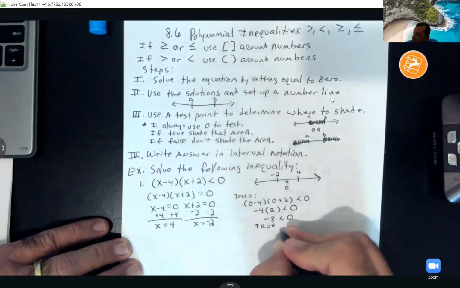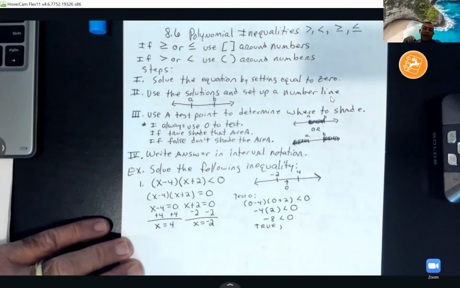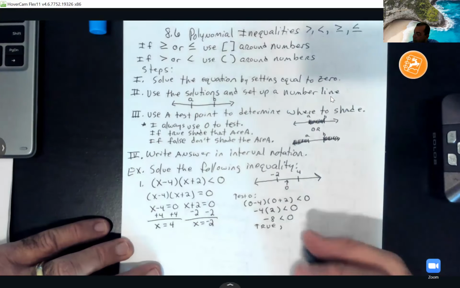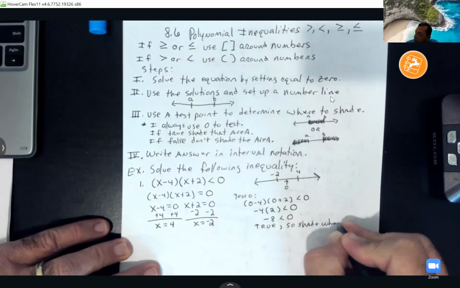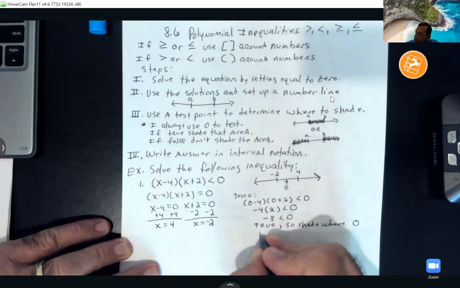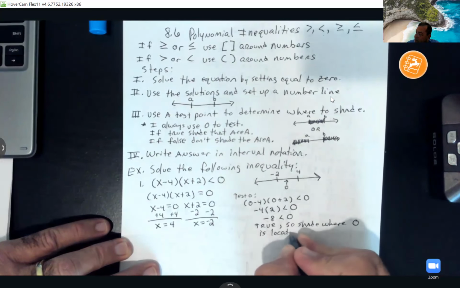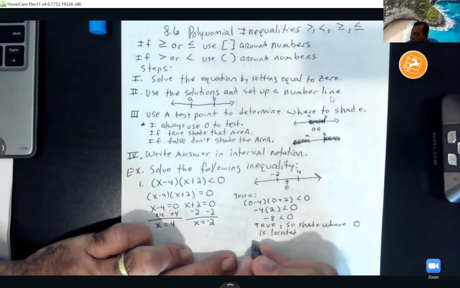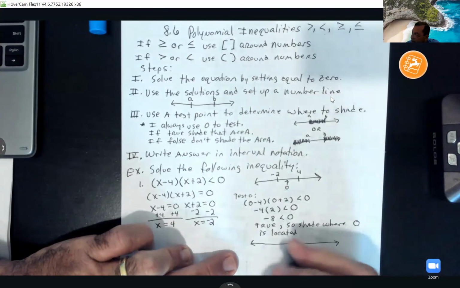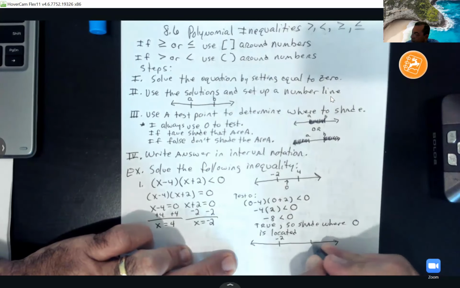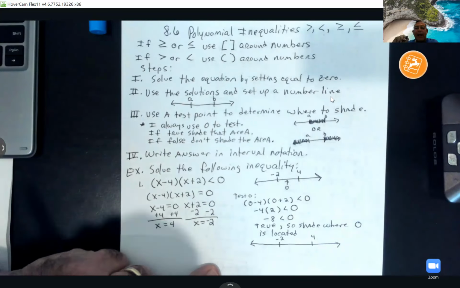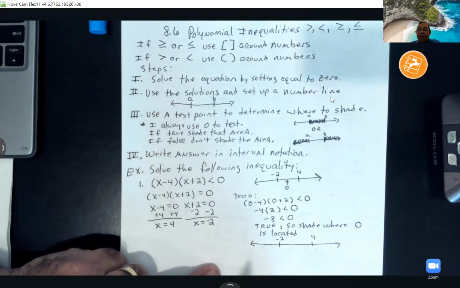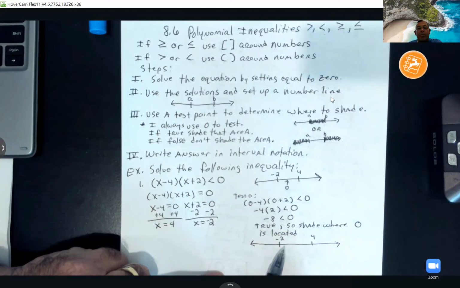So that's true. So I shade where 0 was located. Let me draw my line again. So I had -2 and 4. Well, 0 was located in the middle. Now, here's my first question to y'all. Would y'all use brackets or parentheses for this?